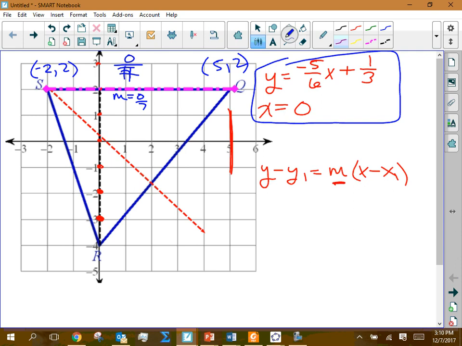Okay? Now what's nice about this is that this is still a system of equations. It's just an extremely simple system. You already know what x is. You don't have to do any work here to solve for x. They're telling you it's what? 0. And when you plug 0 into this, what do you get for y? 1/3. So 0, 1/3, that is your orthocenter.